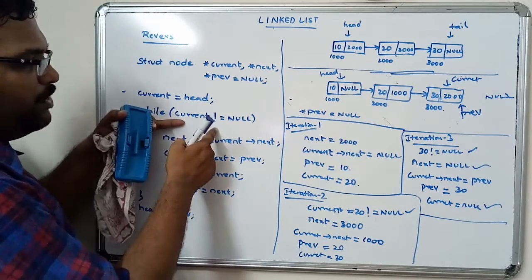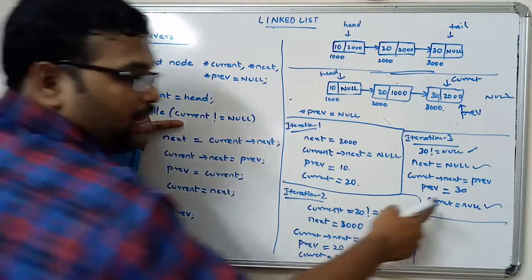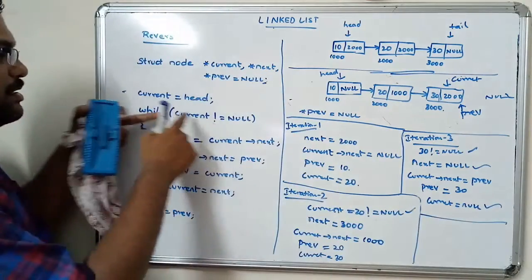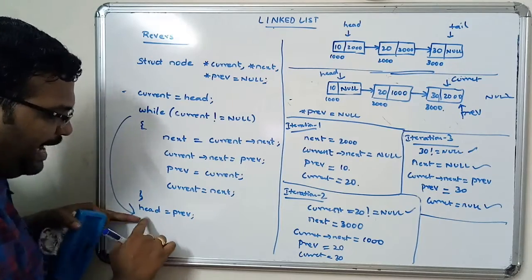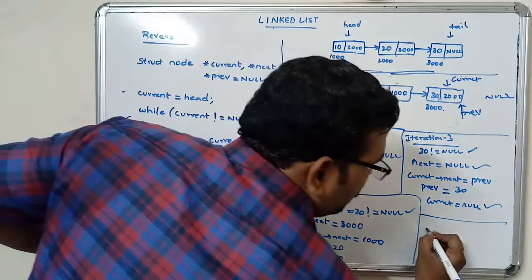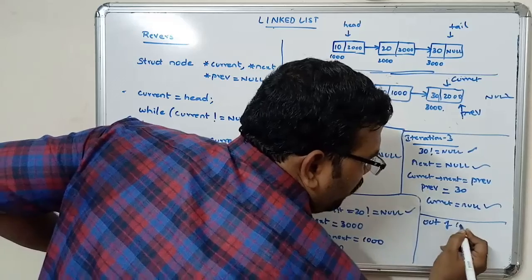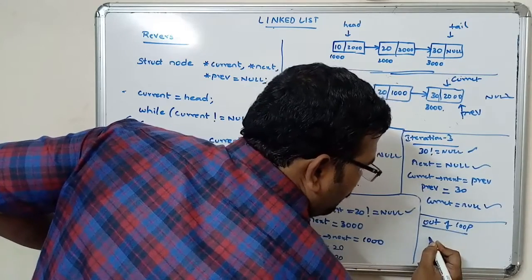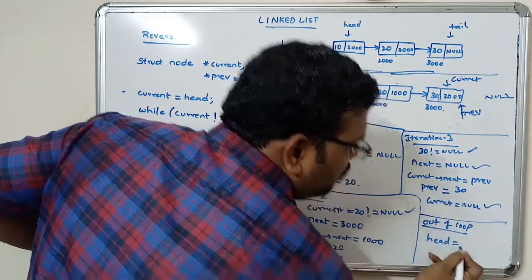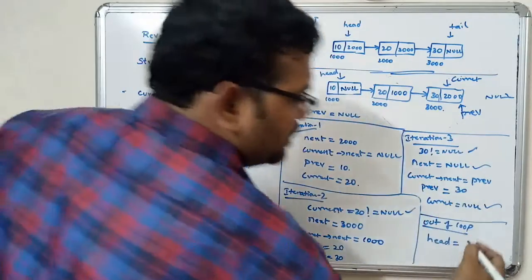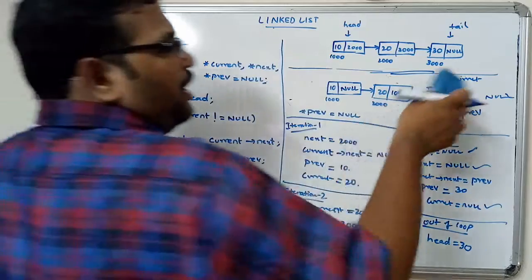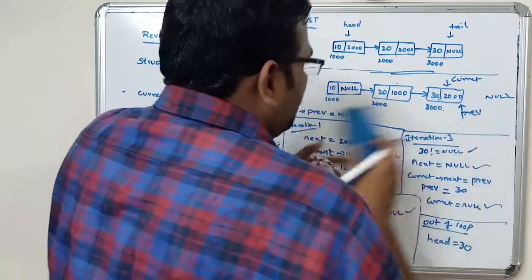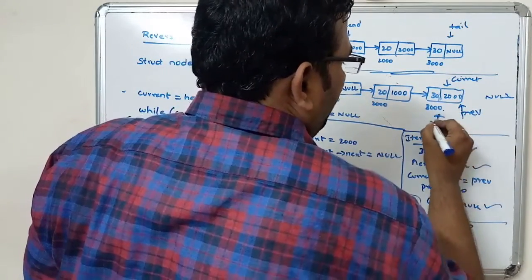Now again it will move to the condition. Current not equal to null. This is false. Then the control will come out of the loop and head is equal to previous. Out of the loop there is one statement: head is equal to previous. What is the previous? 30. So here head will be removed and it will be assigned here itself.